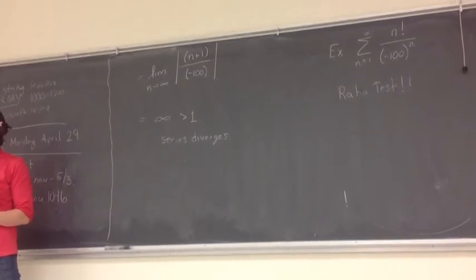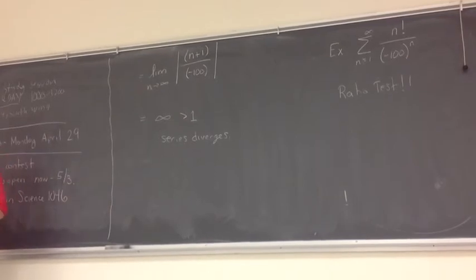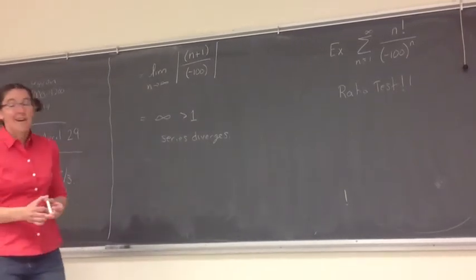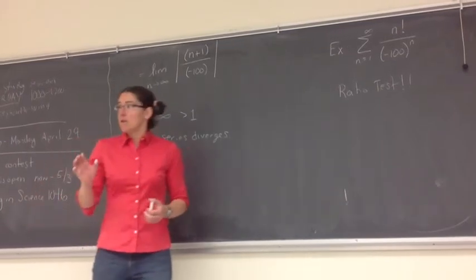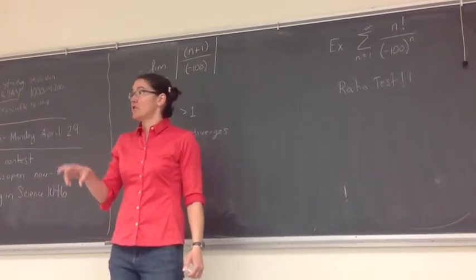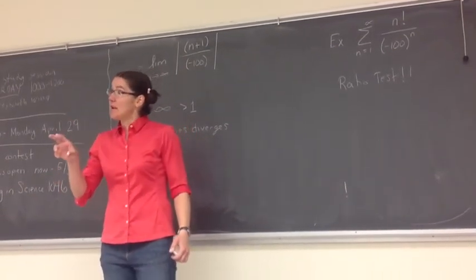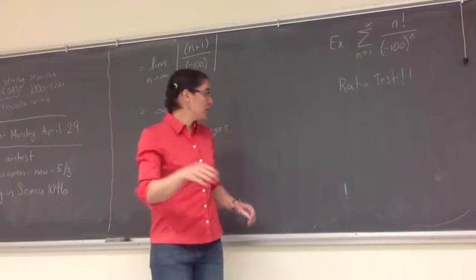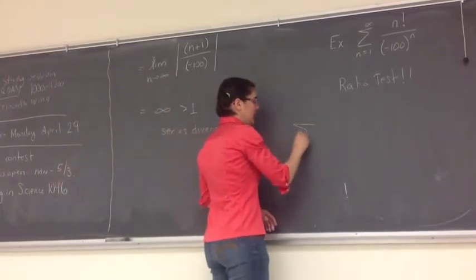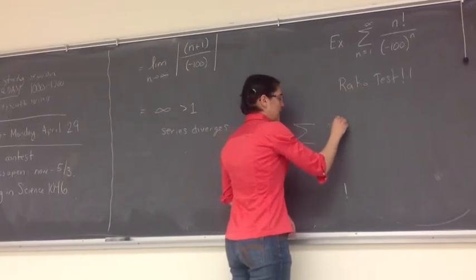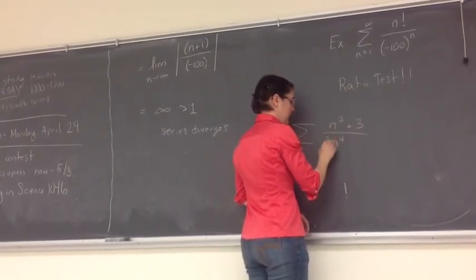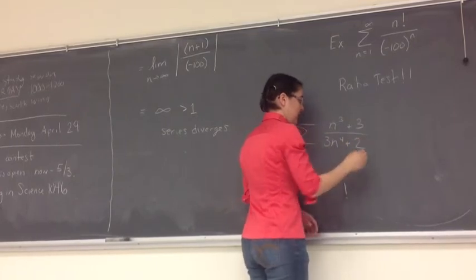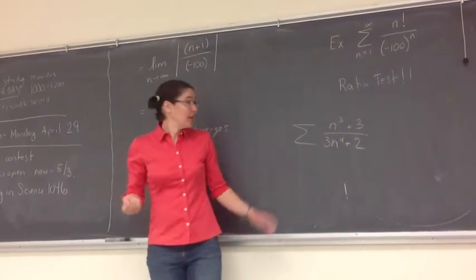If, for example, you got a limit equal to 1, which would be the next test that you would use? So most commonly, if you're going to get a value of 1, it means that you haven't followed your strategy correctly. If you get a value of 1, chances are good that you were looking at something like maybe n cubed plus 3 over 3n to the 4th plus 2, or something like this.